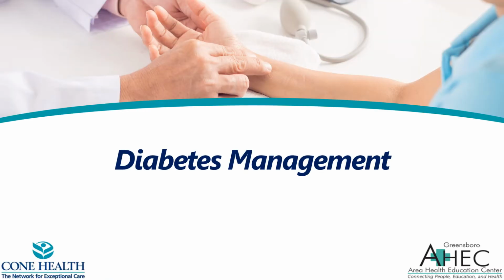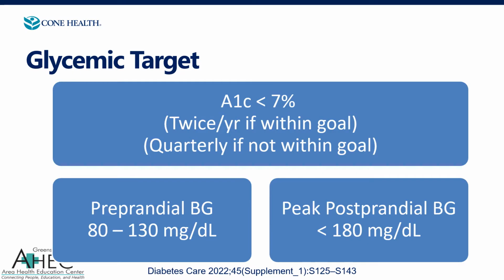Luckily, we have a lot of tools, including very well-studied guidelines and many medications that we can use to help improve the outcomes for patients with diabetes. So next we'll go through that. The American Diabetes Association guidelines give recommended glycemic targets, and most commonly we target the A1C as well as the preprandial blood glucose and peak postprandial blood glucose.